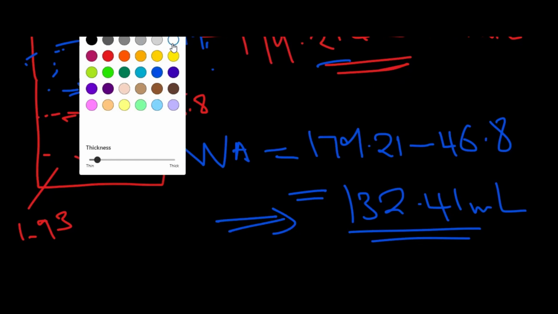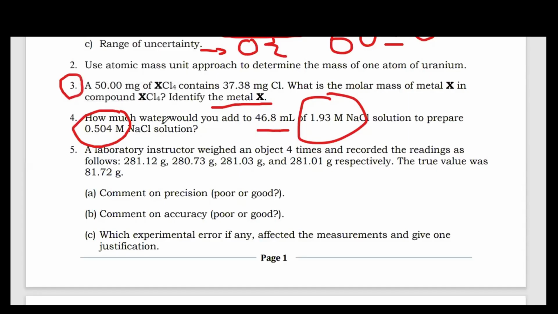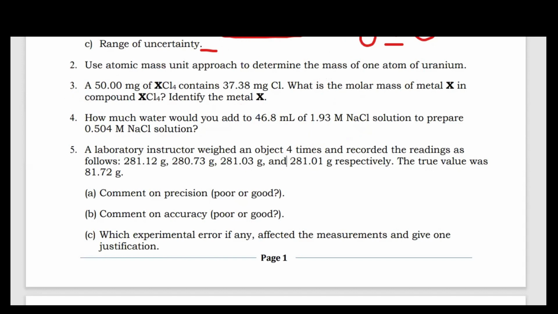Okay, so now what do we have on question 5? It's a very simple question. Everyone should get this one. On question 5, we are dealing with the accuracy and the precision and the type of error that will affect the results. So let's read the question.